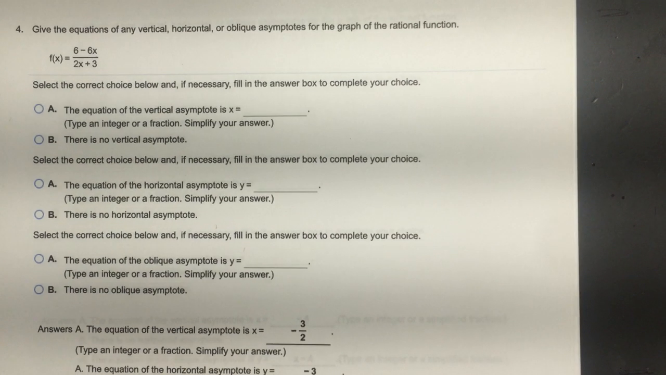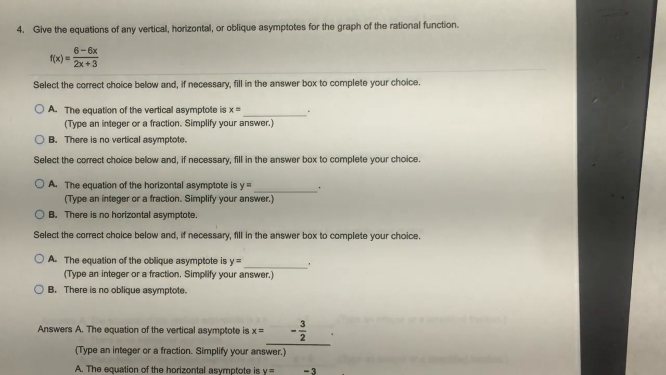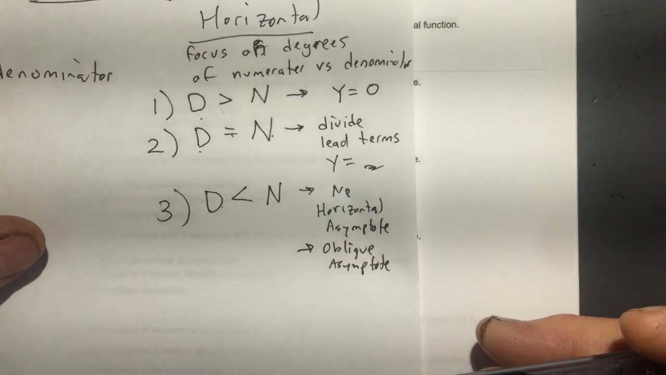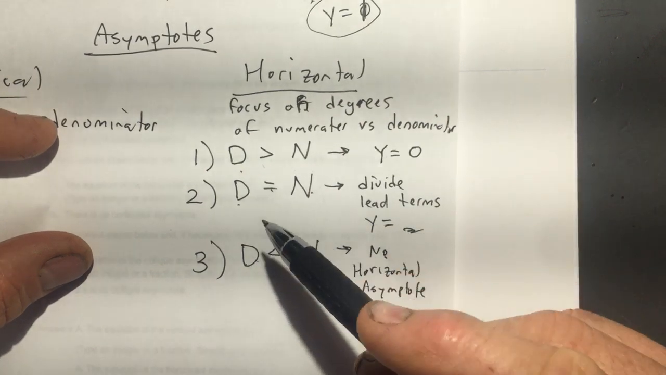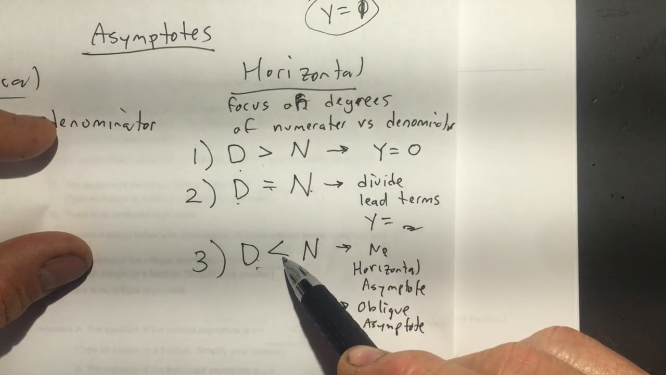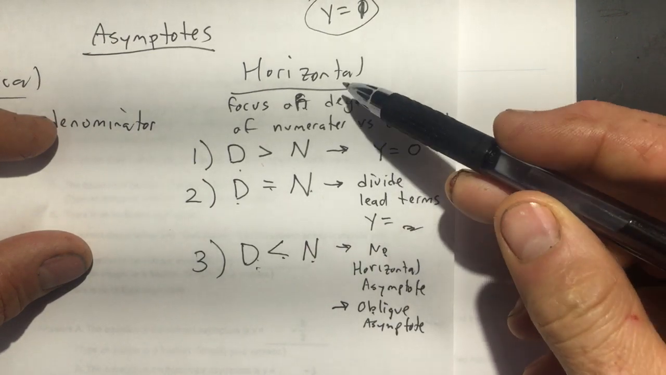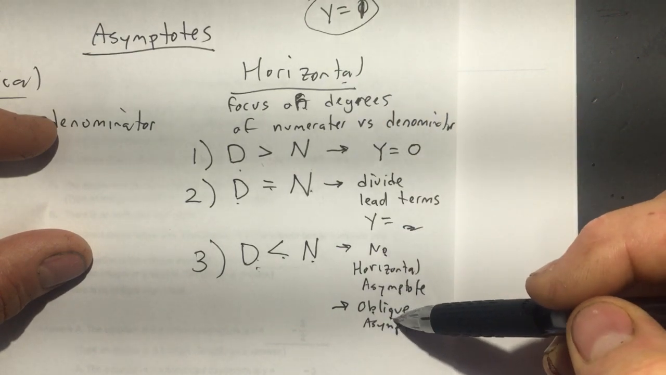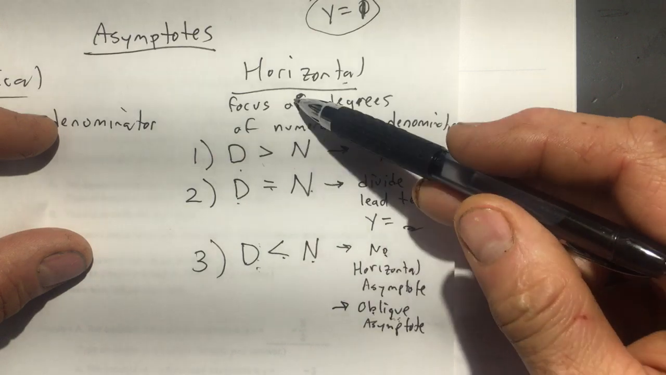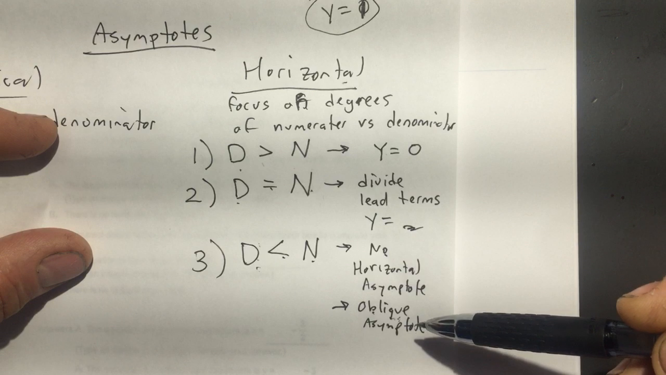Number 4. All right. Identify vertical, horizontal, or oblique asymptotes. Now, look here on these notes, just to be a little more specific. This is how you find your horizontal asymptote. If the denominator degree is smaller than the numerator degree, you have no horizontal asymptote, which means you have an oblique. You can't have a horizontal and an oblique at the same time. You only have an oblique if it's this third case. If it's these two, you have horizontal. If it's this one, you have oblique.